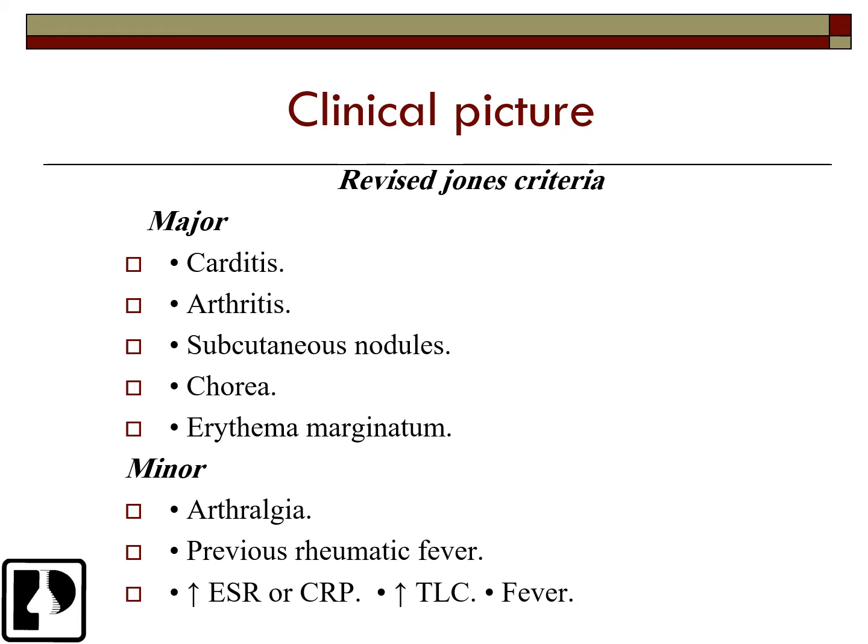Clinical picture. The most recent classification is by Jones, called the revised Jones criteria. We have major criteria and minor criteria. The major criteria are carditis, arthritis, subcutaneous nodule, chorea, and erythema marginatum. And the minor criteria are arthralgia, previous rheumatic fever, very high ESR, very high CRP, total leukocytic count also high, and fever.